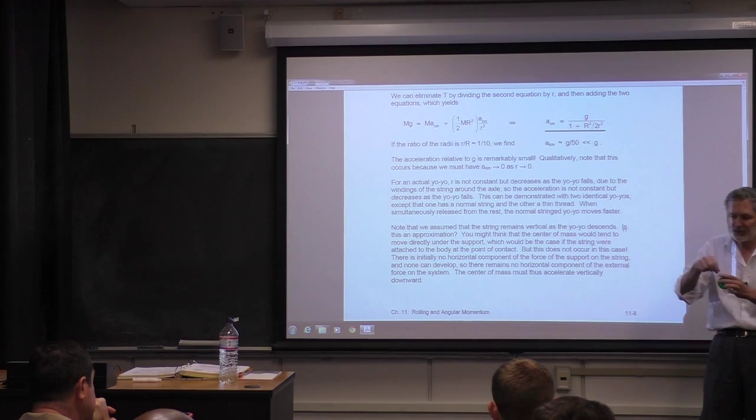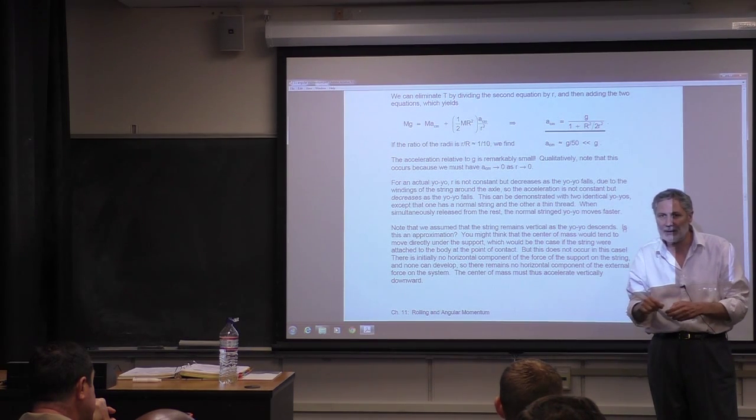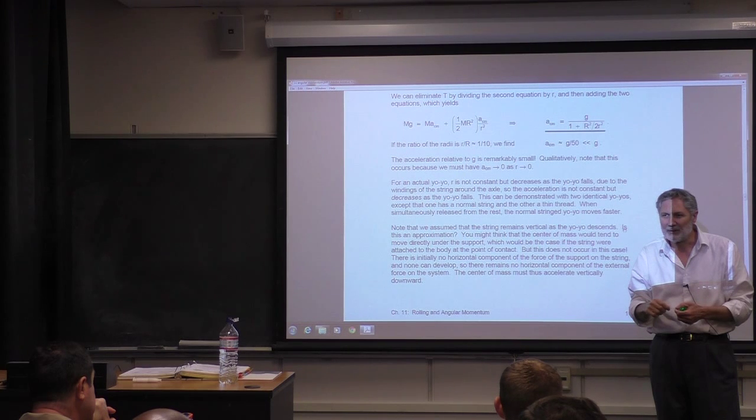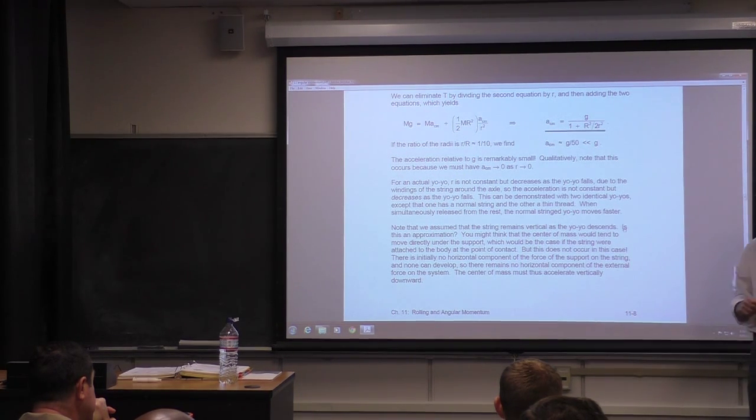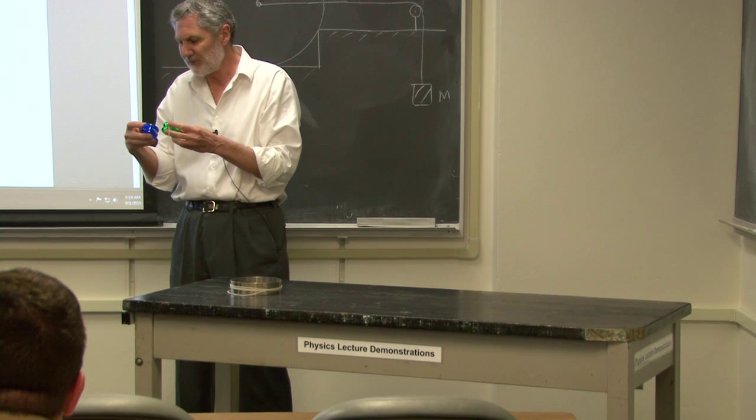Now that's hard to see when you do this. I think it's hard to see, right? So how do we observe it? Well, this is physics, so we think a little bit. Here's an identical yo-yo. They're different colors, but they're both Fireballs.